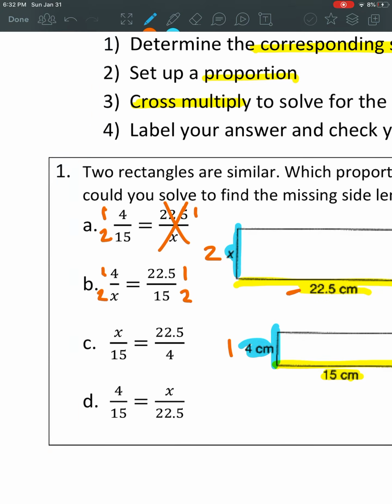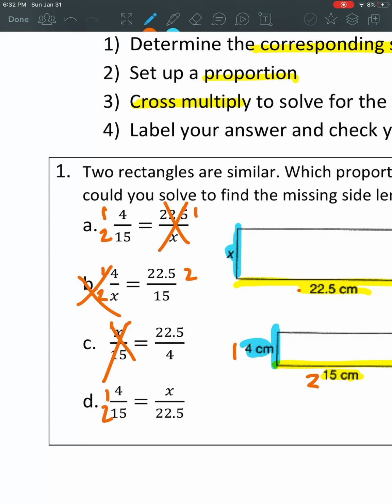So notice now we're going to the top rectangle. We want to keep it consistent where they're coming from the same shape on the top and the same shape on the bottom. So 22.5 comes from the second shape. We just flipped that fraction. That does not work out. Okay. X to 15. So we have X compared to 15. Those are not matching side lengths, so that doesn't work out.